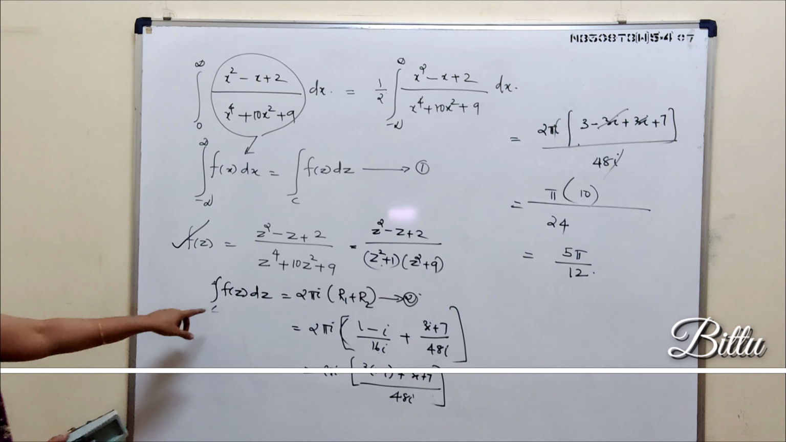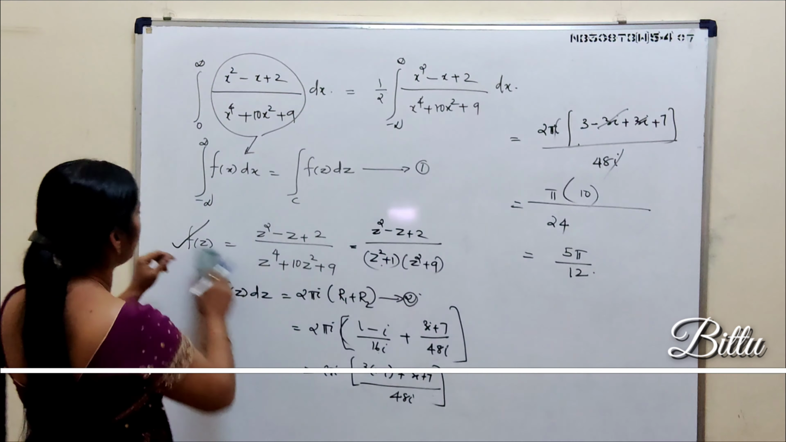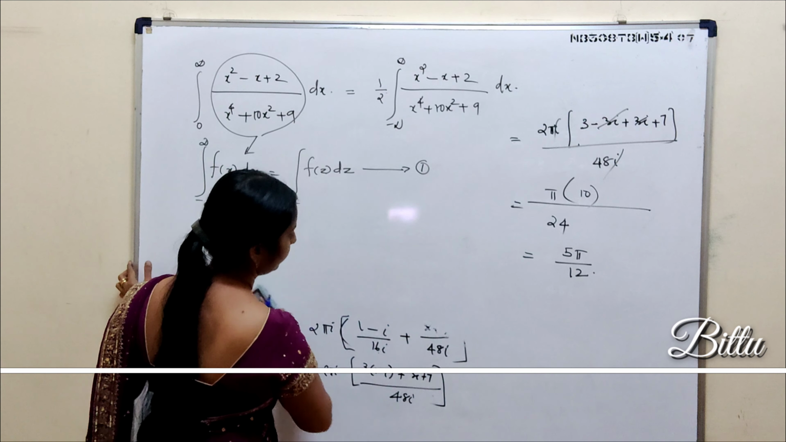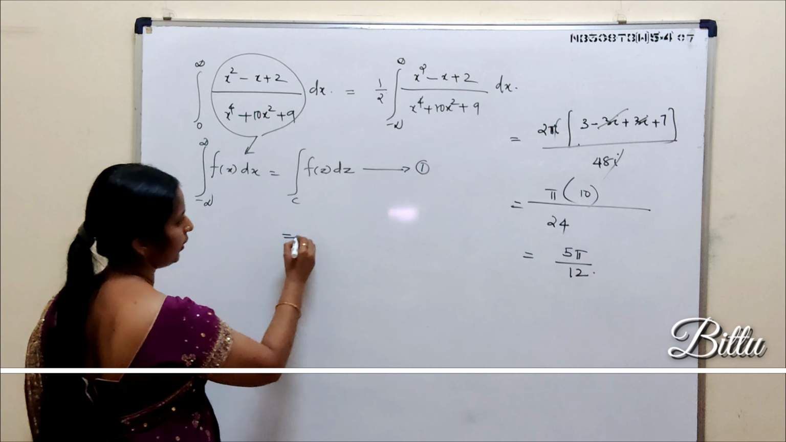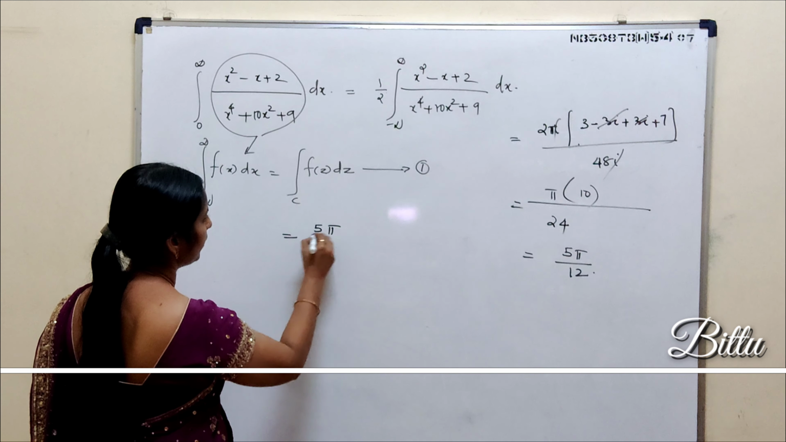See, this is integral over C f(z) dz. You put in equation number 1. It is 5 pi by 12.